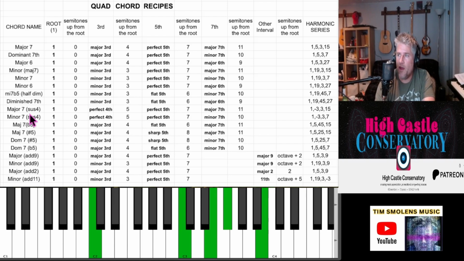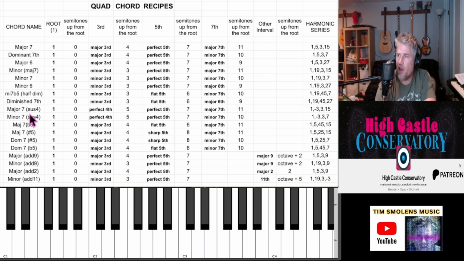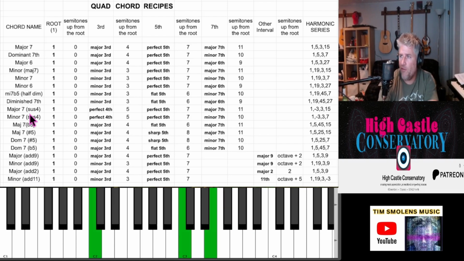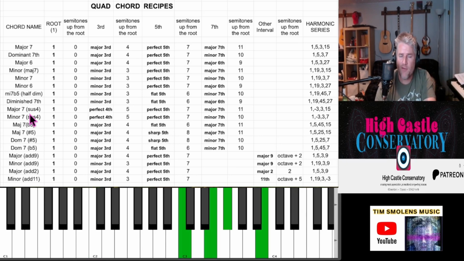Major 7 flat 5 is spelled with the 1st harmonic, 5th harmonic, 45th harmonic, and the 15th harmonic. Then we have major 7 with a sharp 5 instead of flat 5. That's spelled with the 1st harmonic, 5th harmonic, 25th harmonic, and 15th harmonic. Wow, 5s are wild in that, and that's not a coincidence.